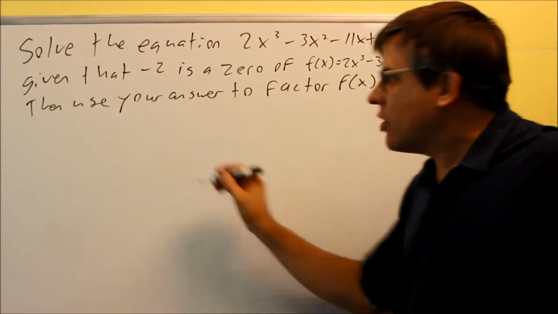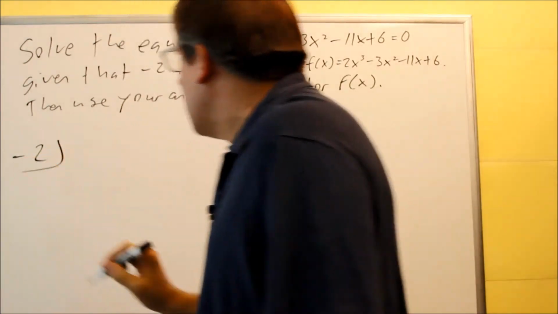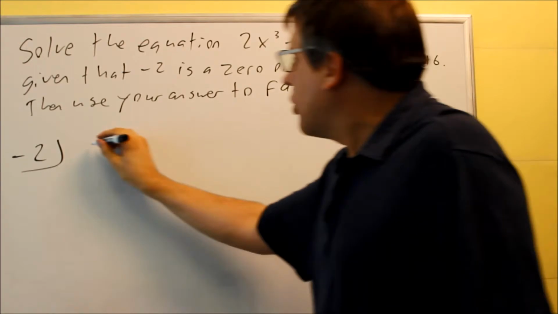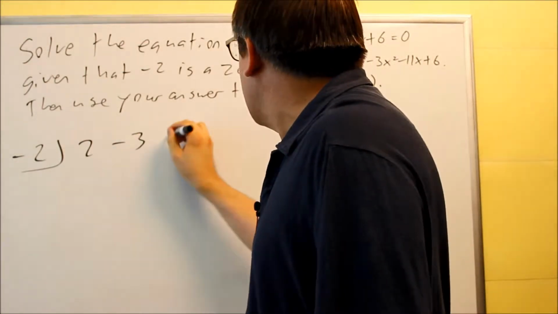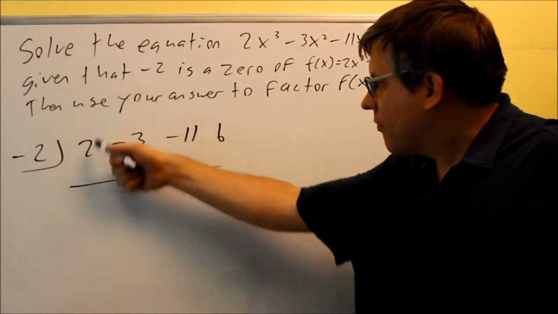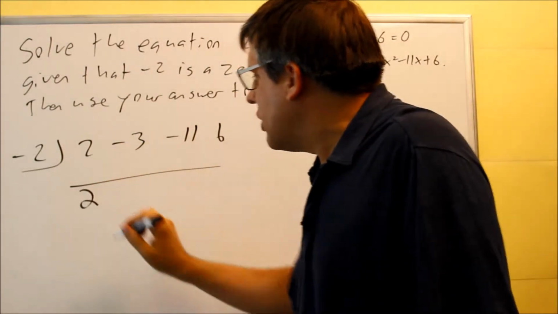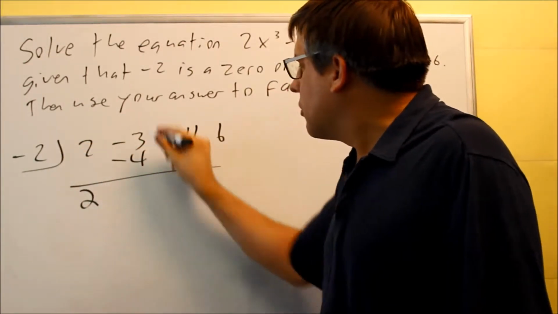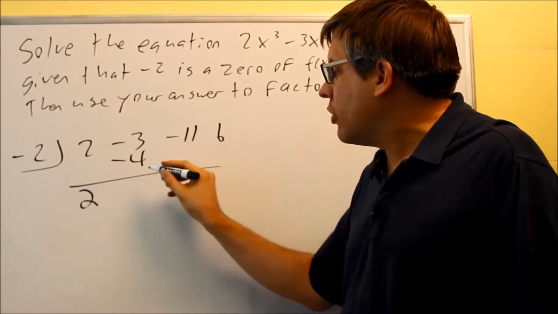So let's first do synthetic division so I can explain more what we get as a result. Negative 2 we'll put into here. We're going to put our coefficients 2, negative 3, negative 11, and 6. And then we're going to drop down the first term. You're going to multiply these, you get negative 4. That goes under the next column.